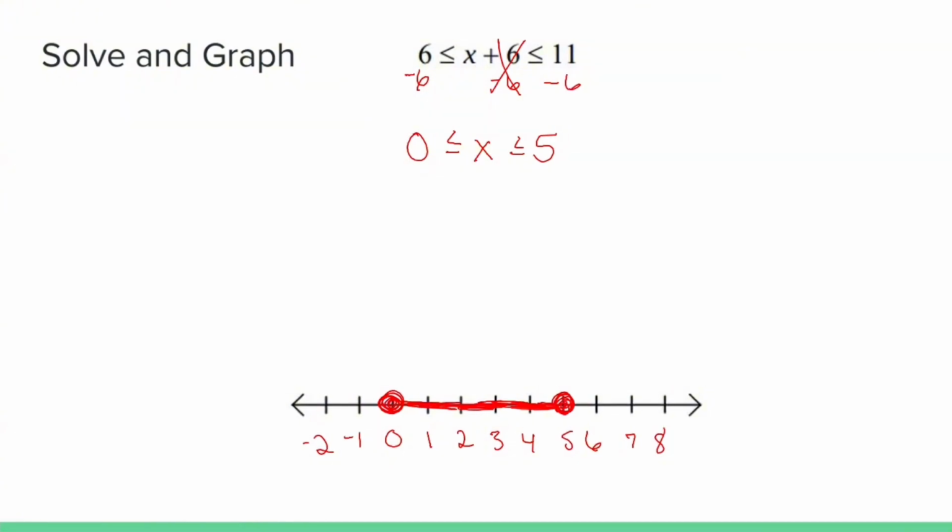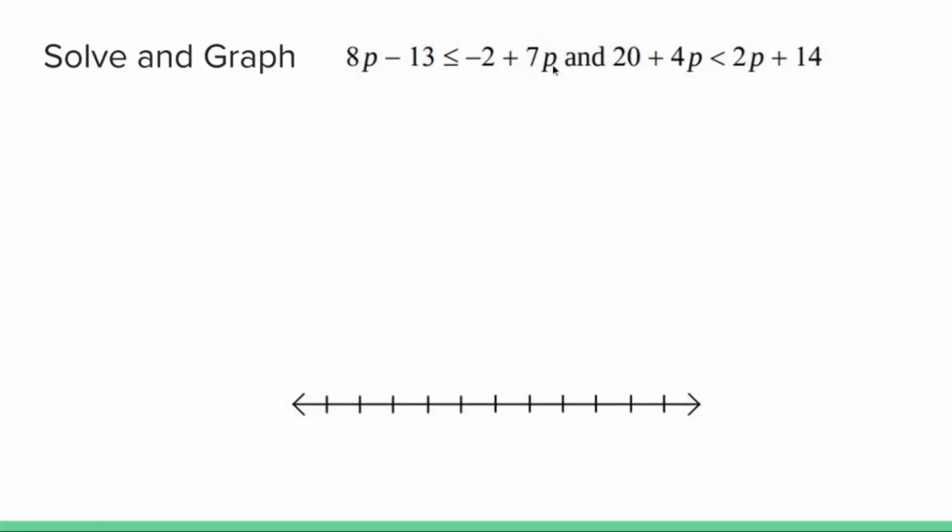Interesting. Solve and graph that abomination and that other abomination. Well, this is a compound inequality that is also an and, so one thing at a time. We'll make you blue. 8p minus 13 is less than or equal to -2 plus 7p. Let's get rid of the variables first. I like to always make sure that my variable's on the left side, so let's subtract 7p.